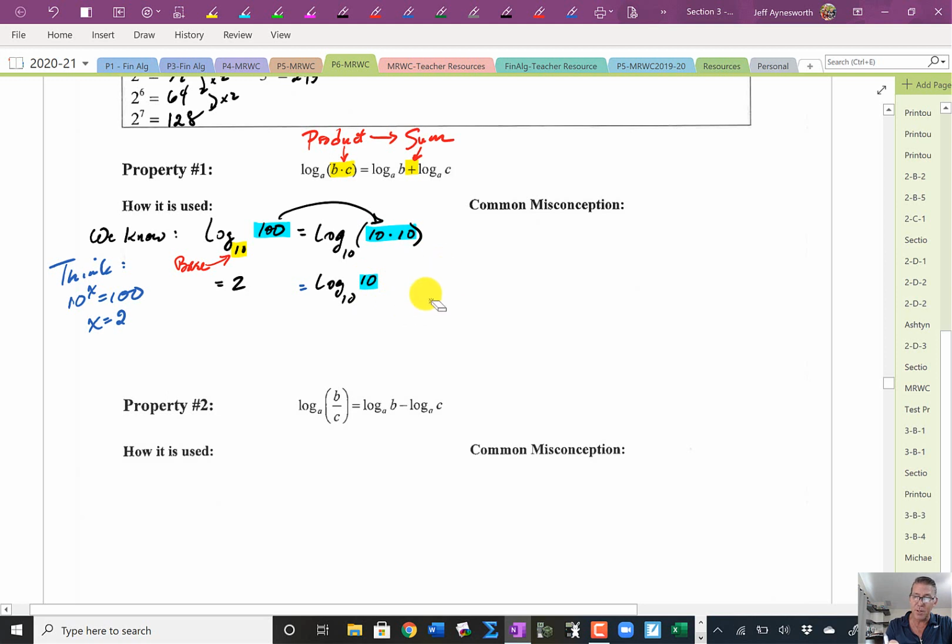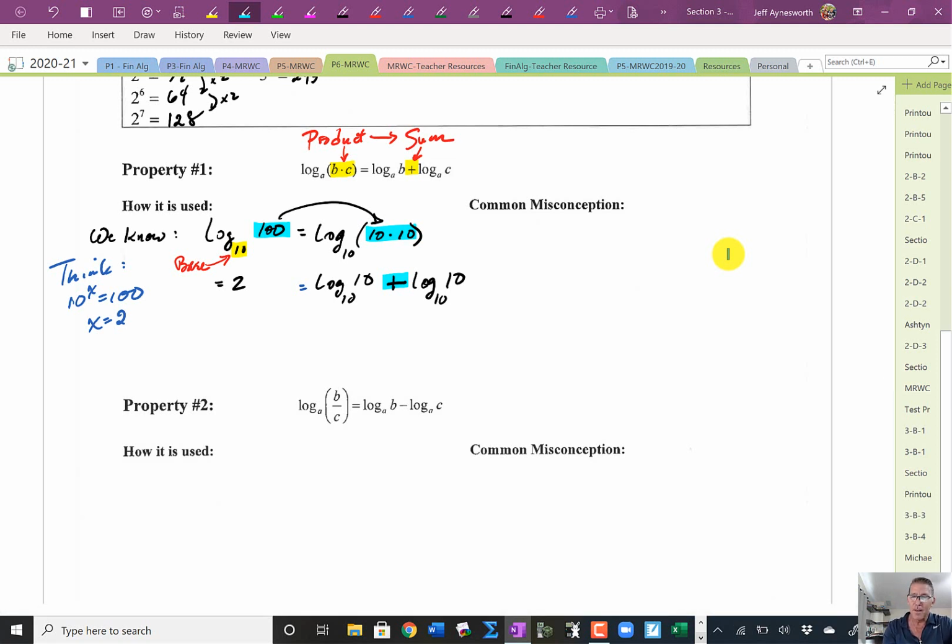I just did the common misconception, because I'm thinking about the misconception here. So this is going to be equal to log base 10 of 10 plus, the sum of the two logs, log base 10 of 10. Let me just rewrite the numbers here. So I split the product into a sum of the two logs. This is how you use it properly, and then I'll show you what happens. I wrote down times on accident because I was already thinking about the misconception.